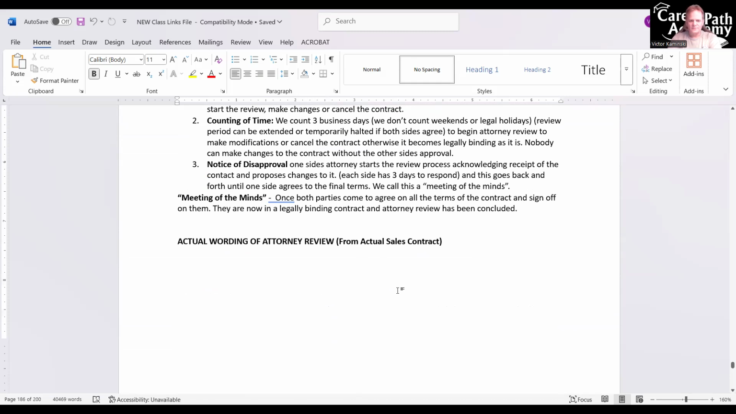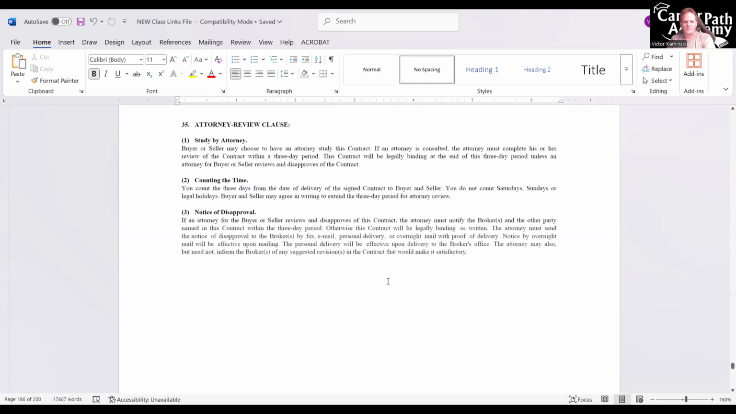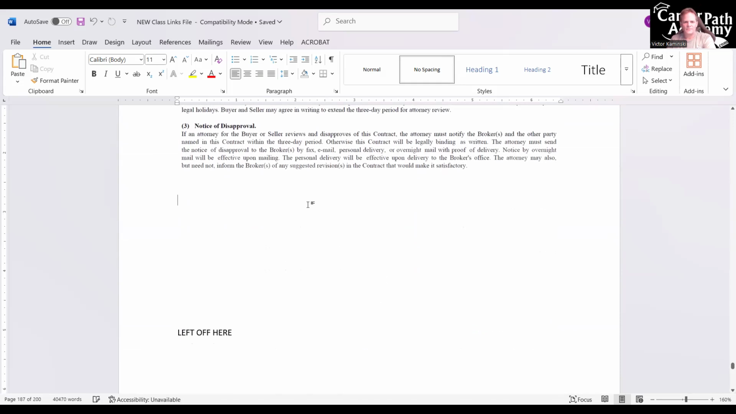Screenshot from actual sales contract. And there we go. And I've been uploading it every day and updating that. It's called the new class links Word document. Okay. I've been putting the notes in there. Okay, so let's get back to it.